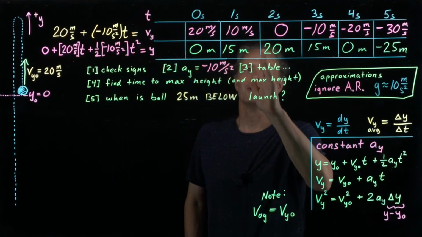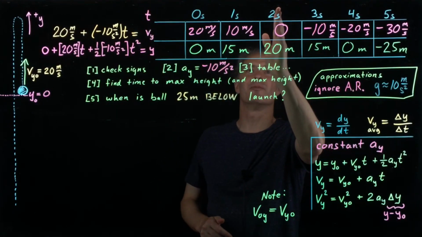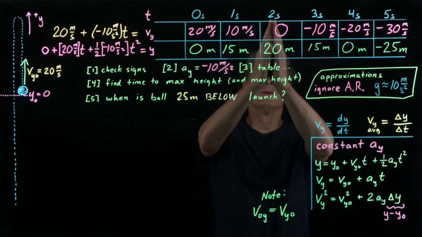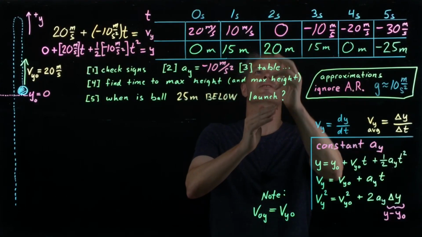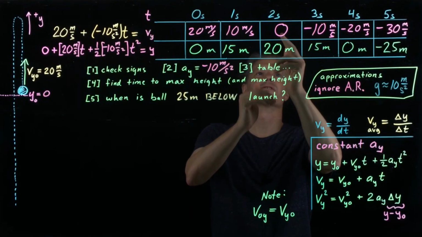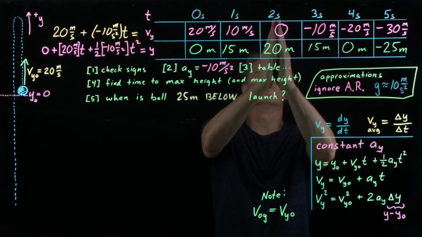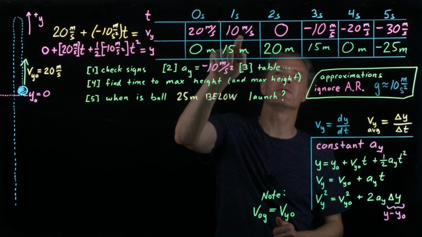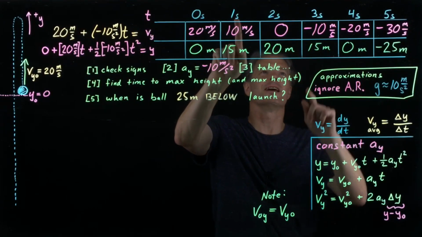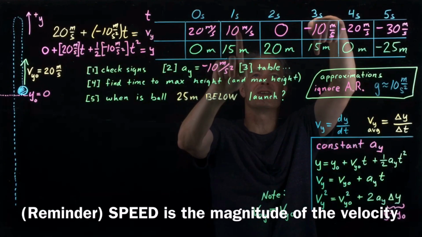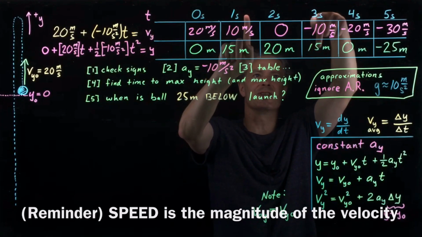All right, so either side of the time for maximum height, there's an interesting symmetry that happens. So at time t equals 2 seconds, the object is at its maximum height, and its y component of the velocity is 0. Let's go 1 second to either side of that. At t equals 1 second, the velocity was 10 meters per second upward. And at t equals 3 seconds, the velocity was 10 meters per second downward. Same speed, but different velocity directions. One is upward, one is downward.